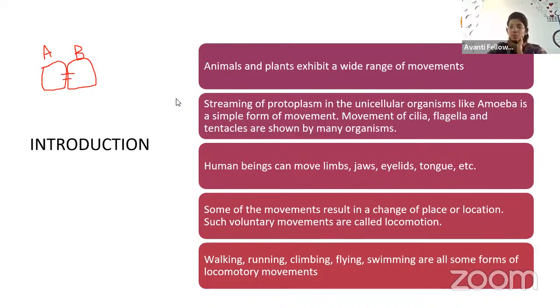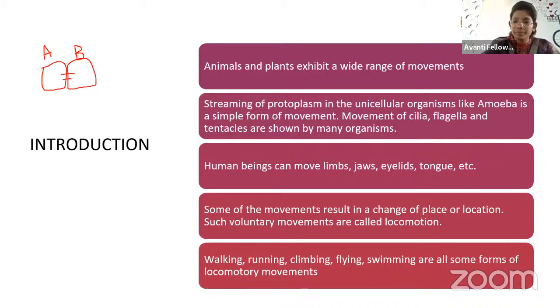And one more thing is we can move the jaws. Can we move the jaws, upper jaw and lower jaw? We can move especially the lower jaw, right? And the eyelids also will be moved. We can close the eyes, open the eyes by what? By the movement of eyelids, tongue, and many more. There are many movements that can be observed in the human body apart from the limbs. Limbs are the major ones which are helpful for the locomotion. Apart from that, there are many other areas where the movement can be observed.